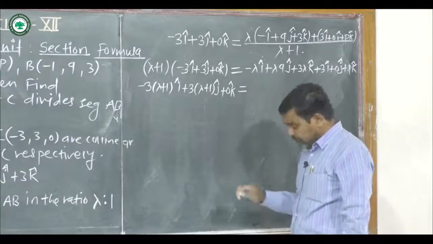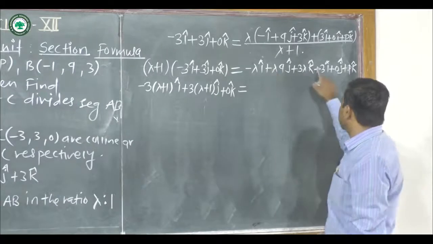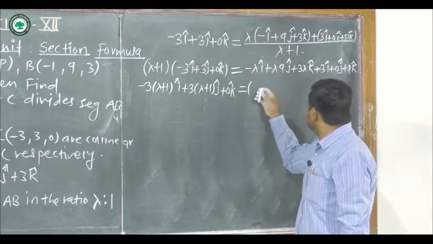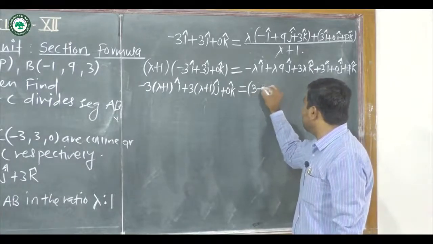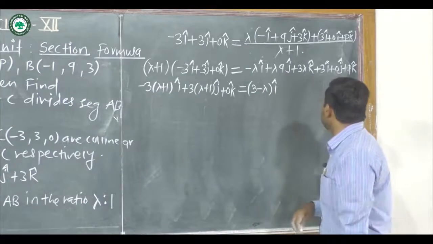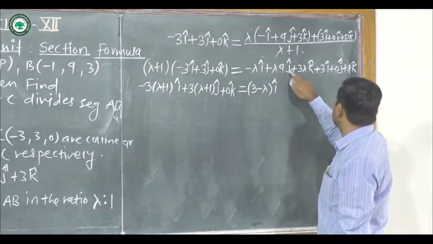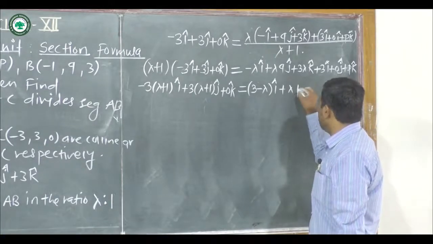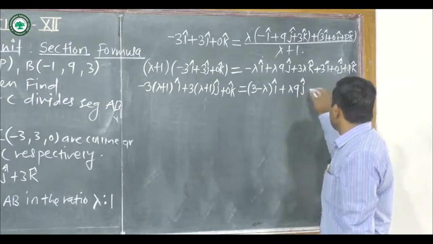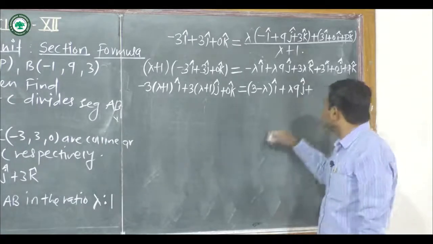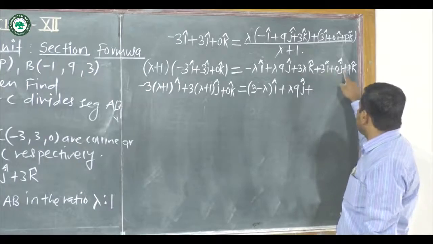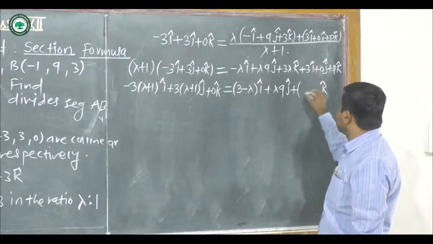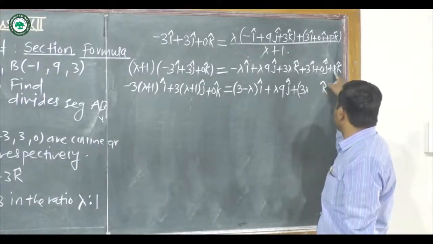See, minus lambda into i cap and here plus 3 into i cap. So if we take i cap common, the remaining term is 3 minus lambda into i cap. Similarly, lambda q into j cap plus 0 into j cap, so that is plus lambda q into j cap. Plus 3 lambda into k cap and plus p into k cap. Taking k cap common, the remaining terms are 3 lambda plus p.